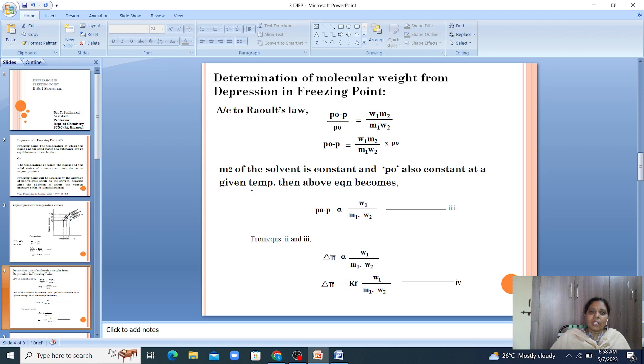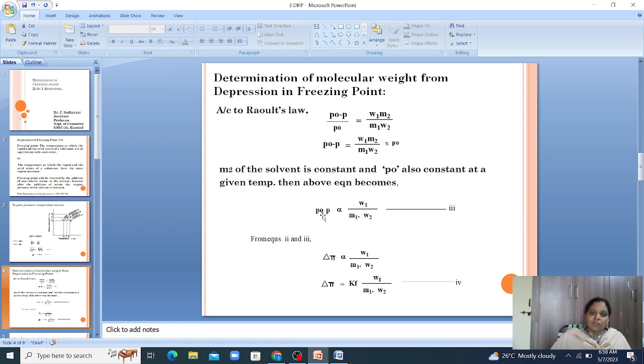So in the above equation, the molar mass of the solvent is also constant, because throughout the experiment the solvent will not change. That's why molar mass and also its vapor pressure, that is P naught, are kept constant. Then the above equation becomes P naught minus P is directly proportional to weight by molecular weight of solute into 1 by weight of solvent.